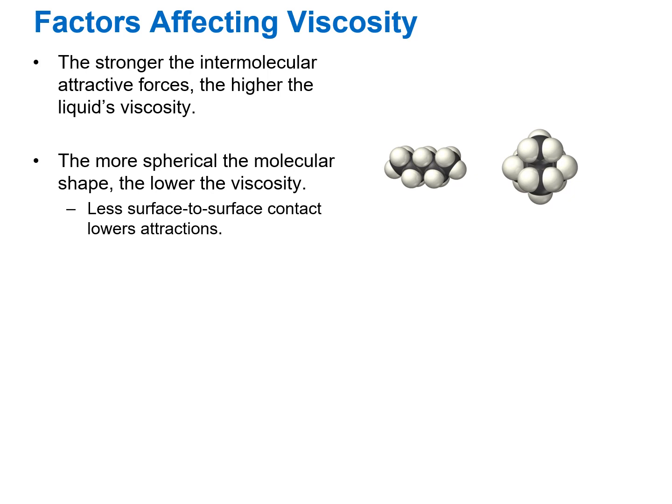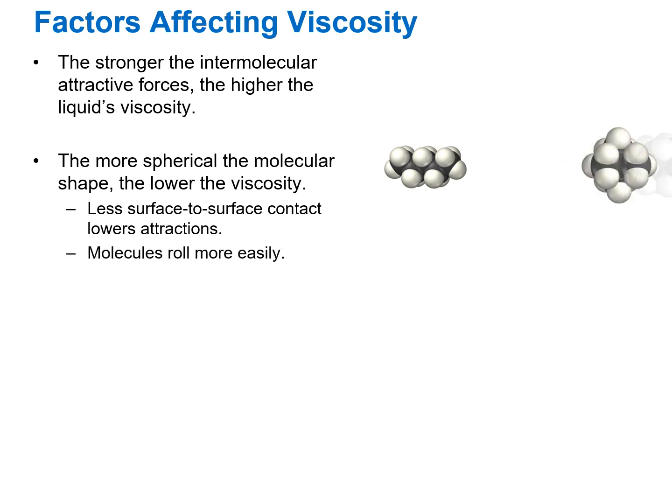And this has to do with, again, the amount of intermolecular forces. The only thing at work in a hydrocarbon is going to be dispersion forces, but there are greater dispersion forces occurring along a straight chain of carbon than there is in a ball of carbon. And the other thing that can happen here is that these round molecules can actually roll more easily.